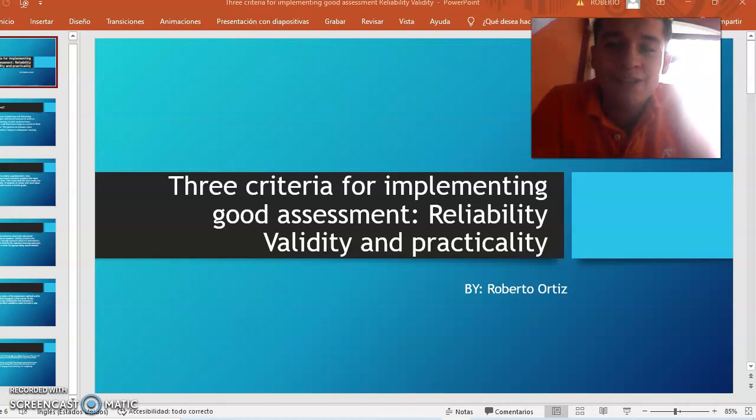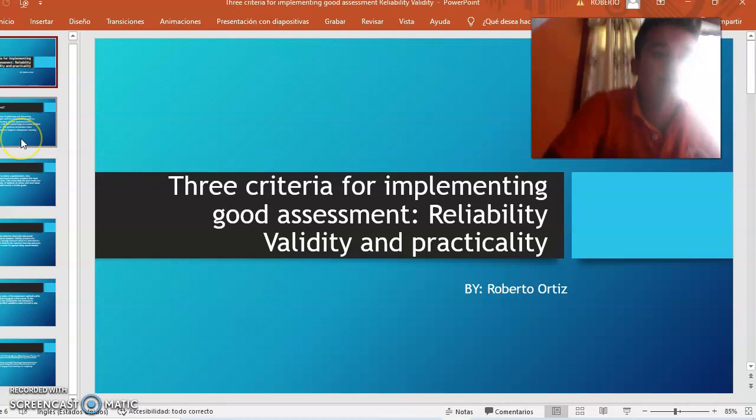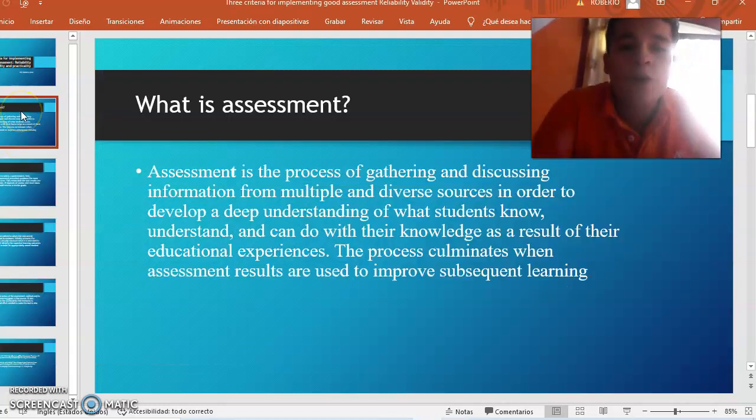Today I'm going to be talking about 3 criteria for implementing good assessment: reliability, validity, and practicality. Okay, what is assessment? Assessment is the process of gathering and discussing information from multiple and diverse sources in order to develop a deep understanding of what students know, understand, and can do with their knowledge as a result of their educational experiences. The process culminates or ends when assessment results are used to improve subsequent learning.